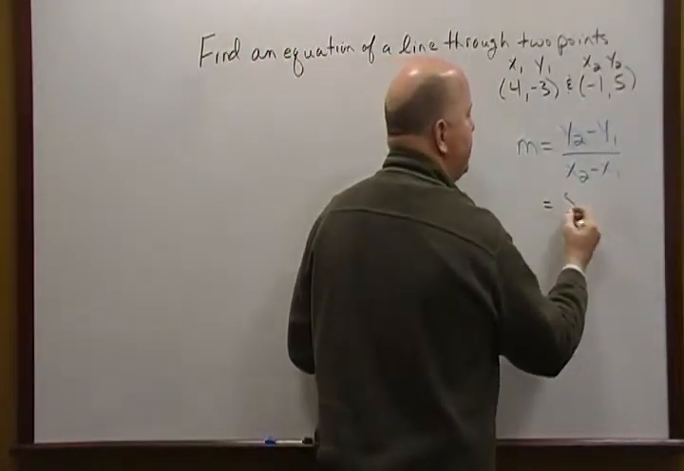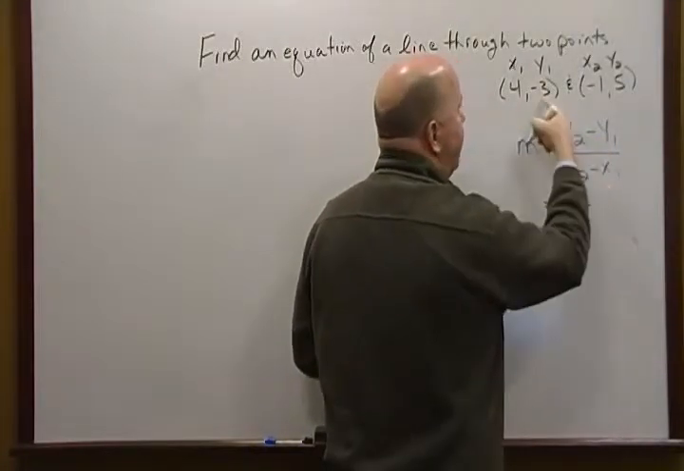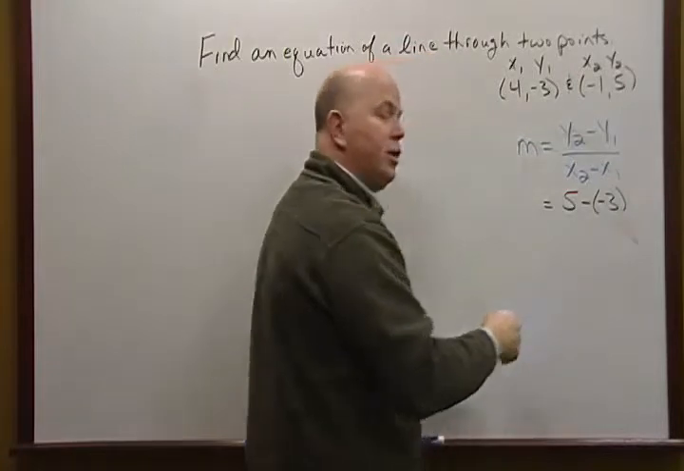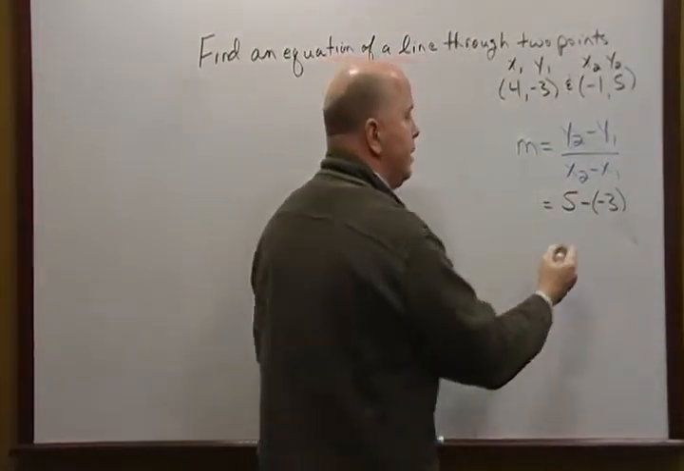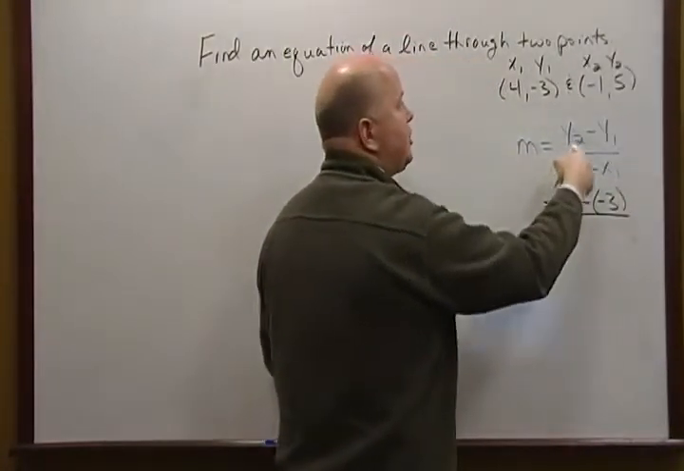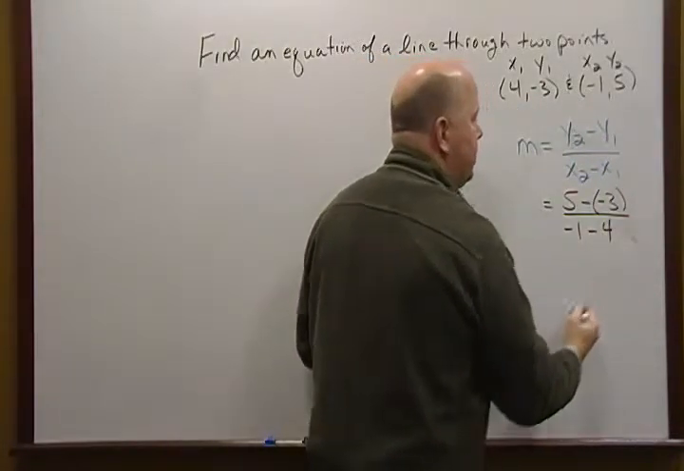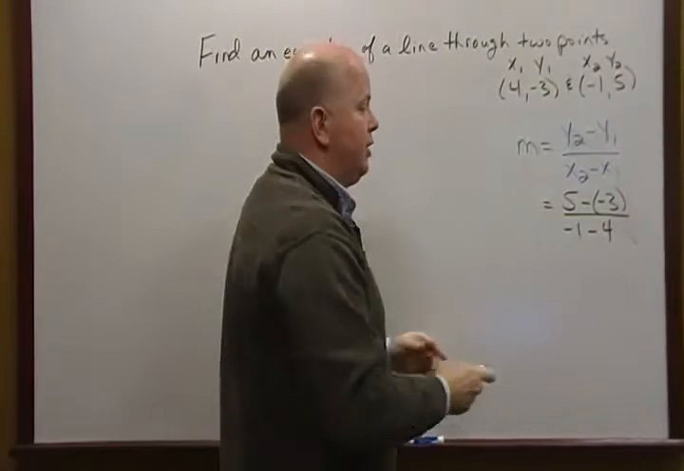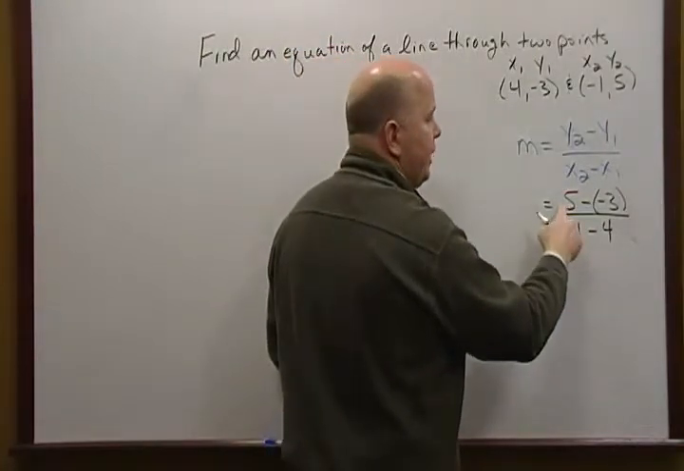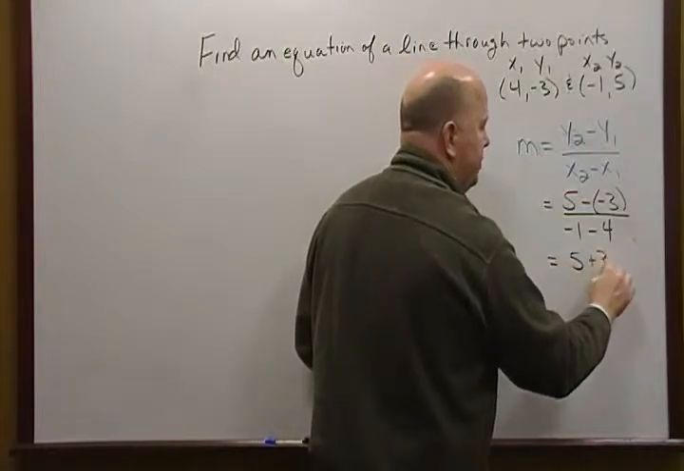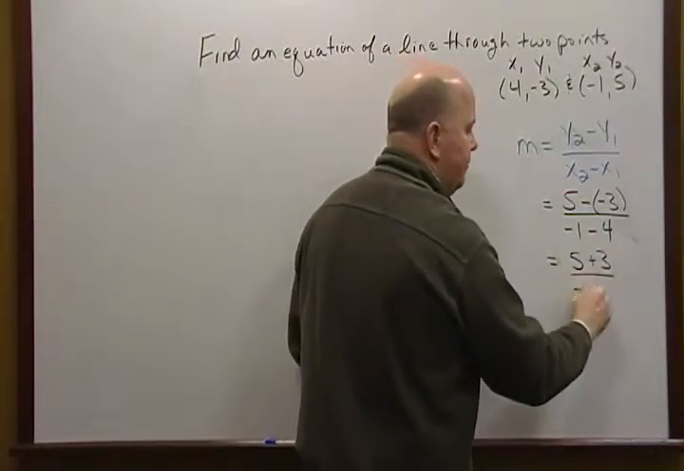Y2 is 5. We're going to subtract -3. Because we're subtracting a negative, I'm going to use parentheses for some structure. And we're going to divide this by x2, which is -1, minus 4. Now we're going to simplify this using a little arithmetic. So we have 5 minus a -3, which is 5 plus 3, over -1 minus 4.